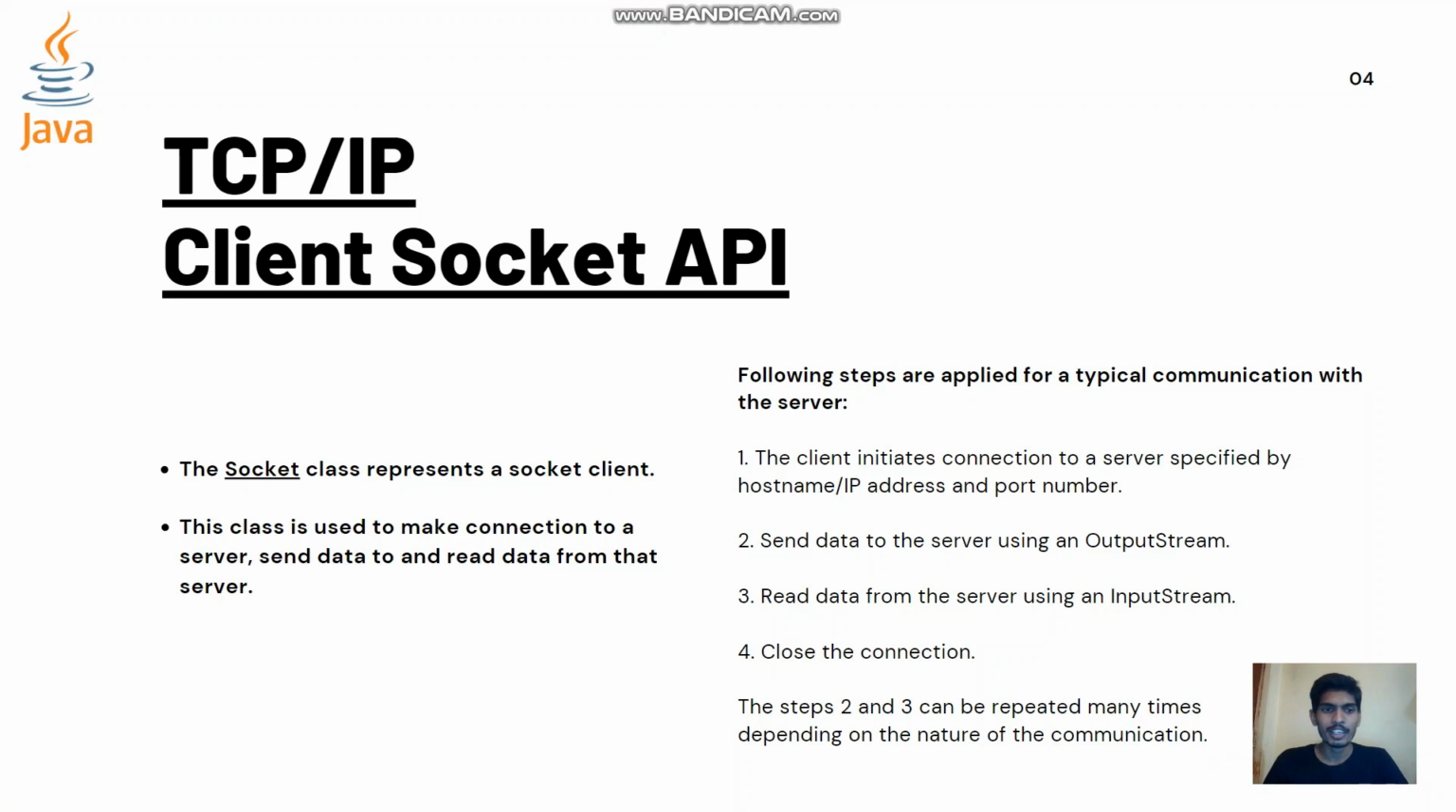TCP/IP client sockets API. Socket class represents a socket client. This class can be used to make a connection to the server, send data to the server, and read data from that server. To communicate with the server, there are the following steps. First, we need the IP address and the port number to connect to the server. Then, to send data to the server, we use the output stream, and to read data from the server, we need the input stream. We can use the second and third steps multiple times. After the completion of the process, we need to close the connection.